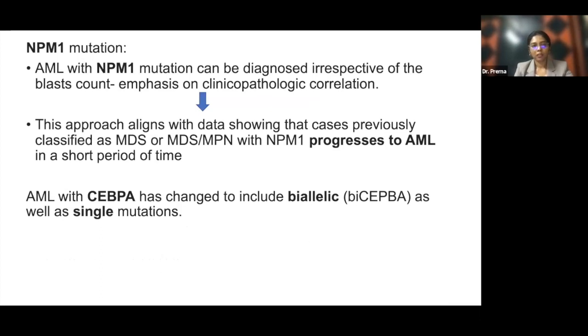There is more emphasis on clinico-pathological correlation, because previous data shows that cases classified as MDS or MDS/MPN with an NPM1 mutation progressed to AML in a short period of time. So if there is an NPM1 mutation, it should be taken as AML and treated as such, because in future it may progress to AML. AML with CEBPA mutation has changed to include biallelic as well as single mutations.